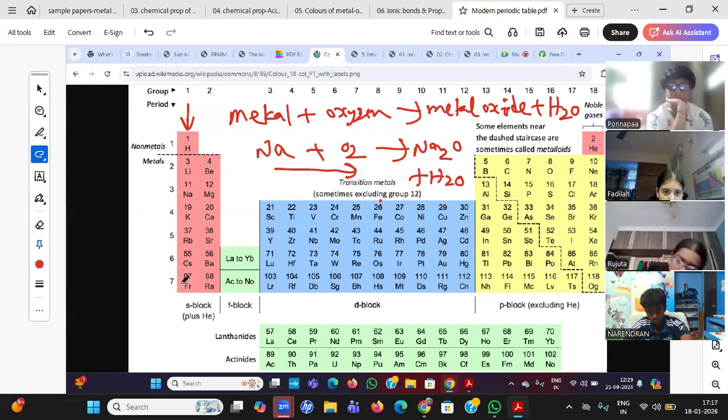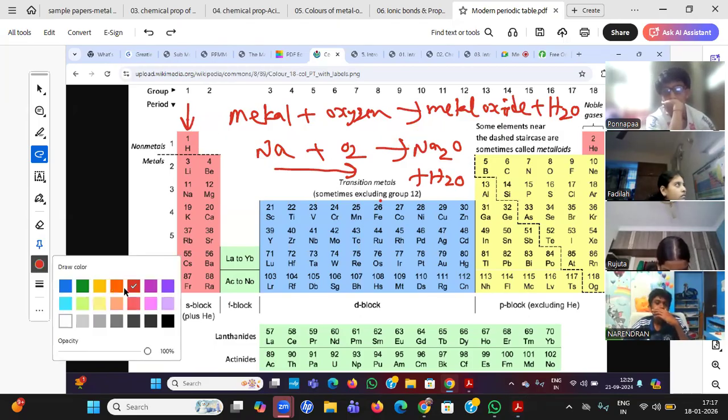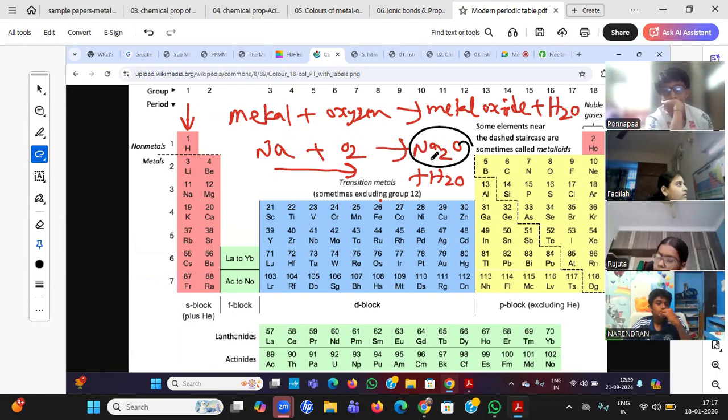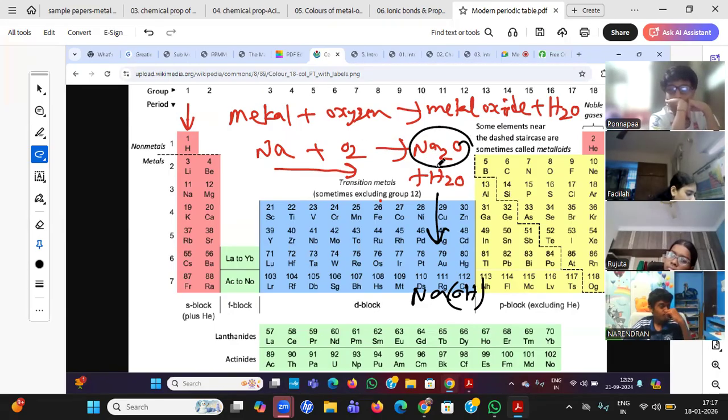That is the reason this group is called alkalis. Their oxides are reacting with water vigorously. So we have seen that if they both combine, you will get NaOH, sodium hydroxide. So for the first group, we have understood that it reacts with oxygen vigorously and their oxides will mix with water. This is called the alkali group.